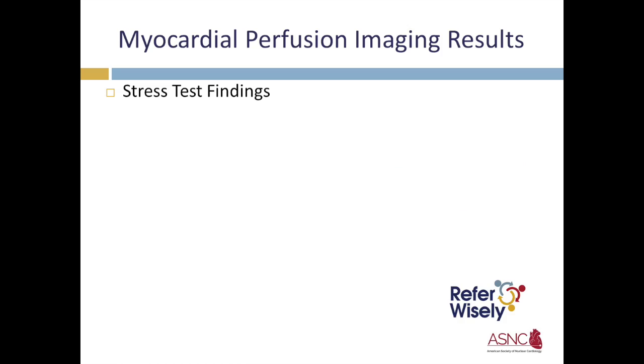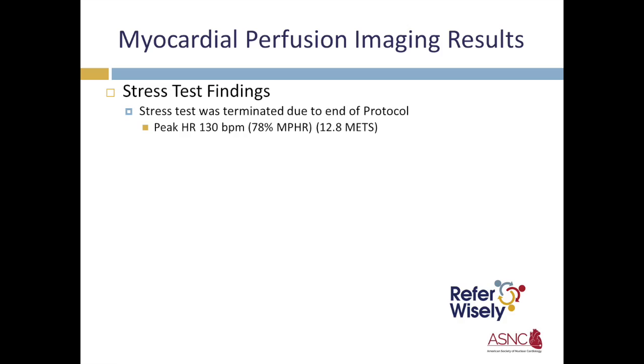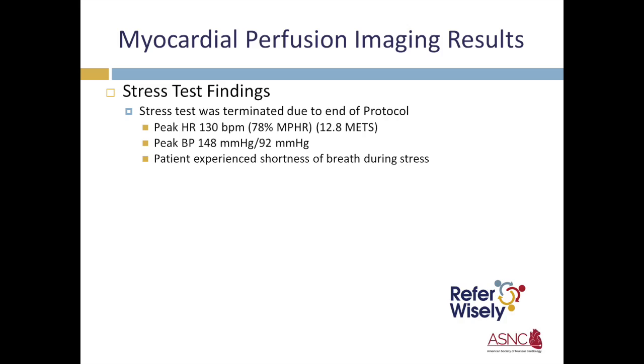Her stress test findings were as follows. The stress test was terminated due to the end of the protocol. She exercised to a high workload, 12.8 METs, but only achieved 78% of her maximal predicted heart rate. She had a normal blood pressure response. She did not experience chest pain, but she did experience shortness of breath during stress, and her stress EKG was normal.